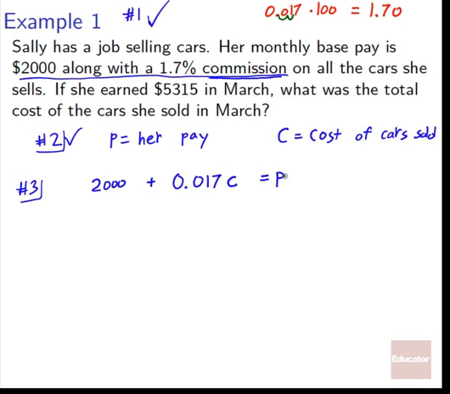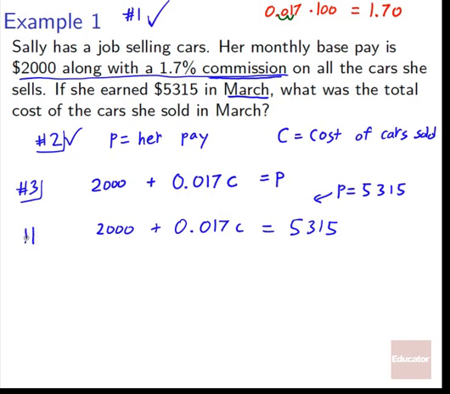Now, what month are we looking at specifically? March. So we know that P in this case is equal to $5,315. So we take this information, we plug it in here, we have 2,000 plus 0.017 times the cost of the cars equals 5,315. From here, it's just step number four. We set up our equations. We know how the things interact. Now we've just got an equation to solve, right?